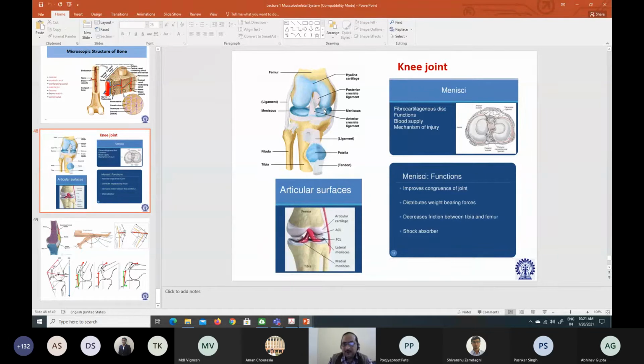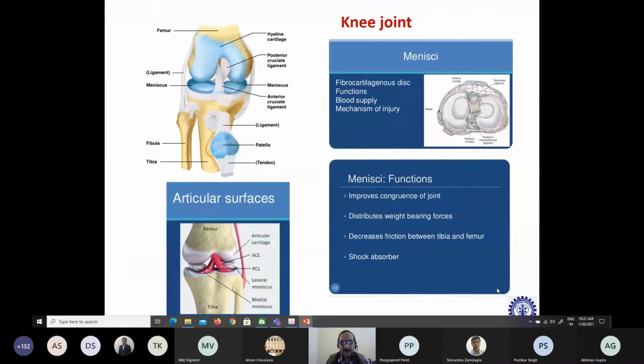So I'll be focusing our attention on the biomechanics of the knee joint in this class. Apart from just a few slides, I will also be referring to the book that has been uploaded for all of you, the Nordin and Frankel book on basic biomechanics of the musculoskeletal system.